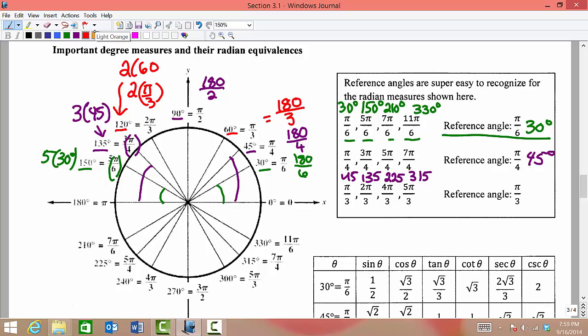And 60 degrees, same thing. Pi over 3 is 60 degrees. 2 times 60 is 120. 4 times 60 would be 240. 5 times 60 would be 300 degrees. So our 60-degree reference angle family in terms of radians now would be called the pi over 3 reference angle family.